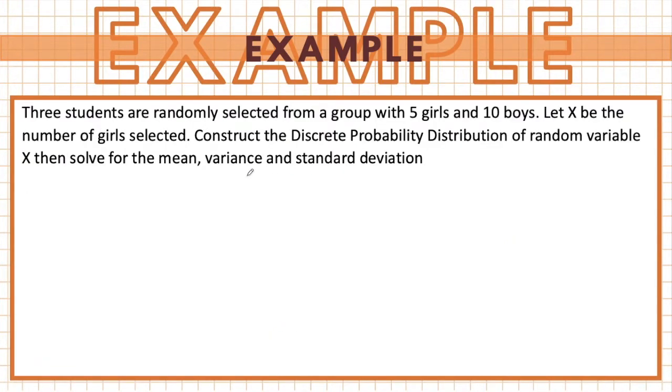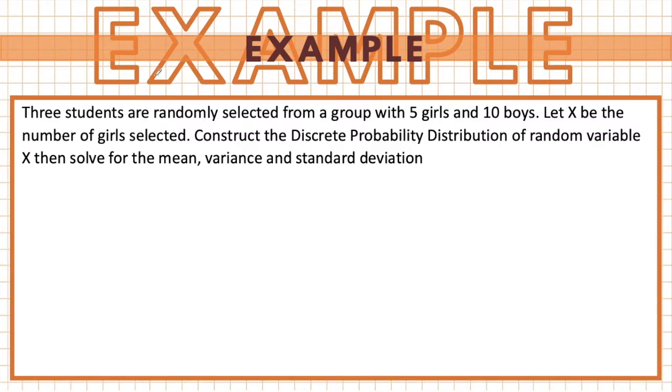Next example, 3 students are randomly selected from a group with 5 girls and 10 boys. Let x be the number of girls selected. Construct the discrete probability distribution of random variable x, then solve for the mean, variance, and standard deviation. So in this problem, hindi pa given yung ating discrete probability distribution, so we have to construct it first and then we solve for the mean, variance, and standard deviation.